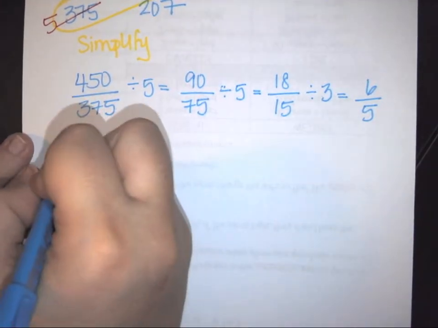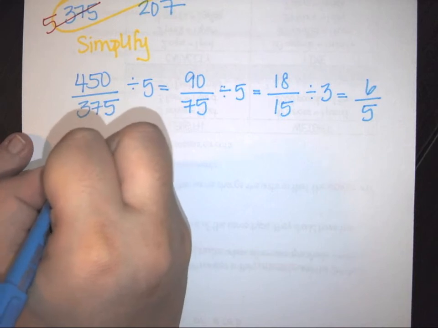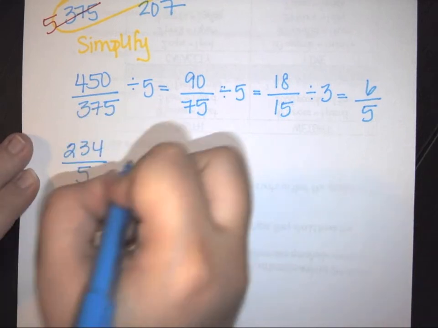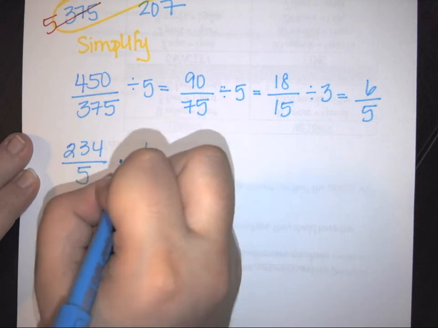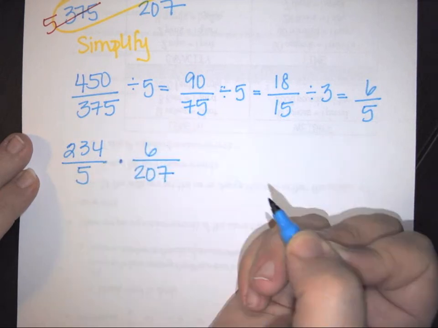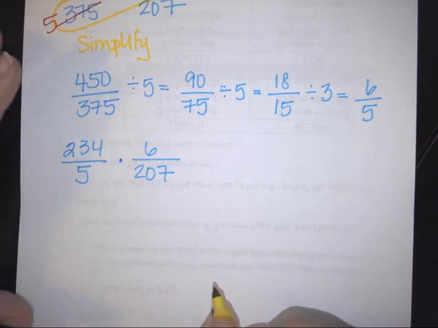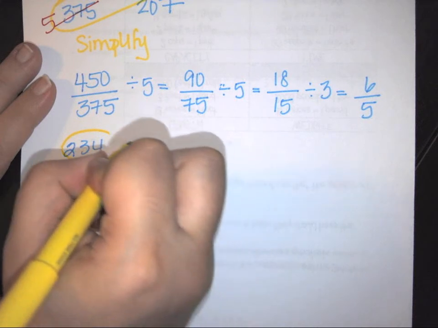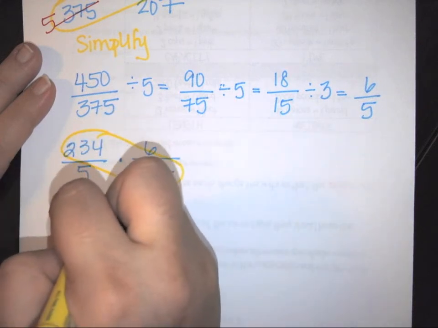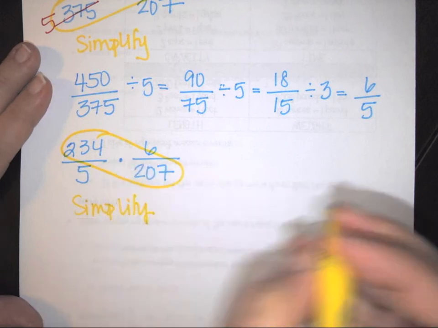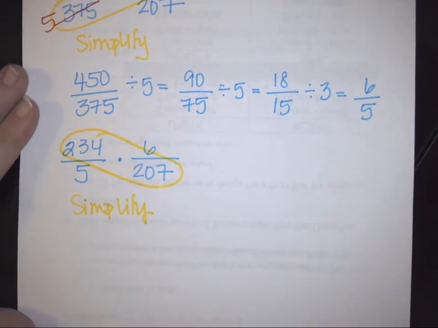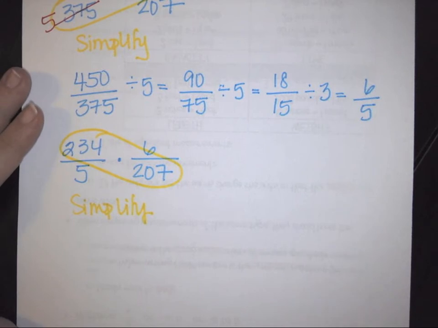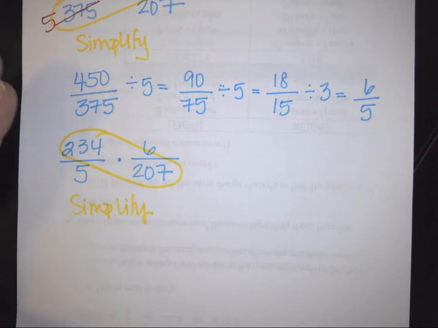So if I go ahead and rewrite it, I now have 234 divided by 5 times 6 over 207. Now the next thing that I want to look at is: will these two simplify? Which is my goal. In order to do that, again, I need to look at my numbers, and so here I can make my factor trees, but these are relatively large.